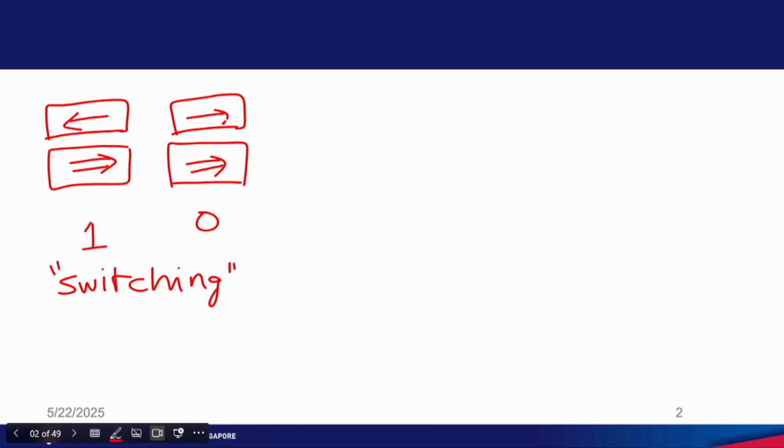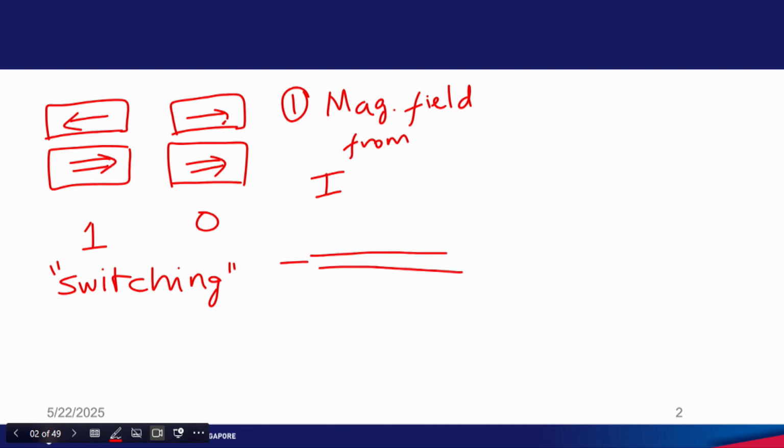So I taught you a few techniques to achieve switching. The first concept that we learned is using magnetic fields generated by current carrying wires. In this particular case, we have two wires. Let us say there is one current carrying wire this way, let us call it a bit line. Then there is another wire, let us call it a write line. So another current carrying wire.